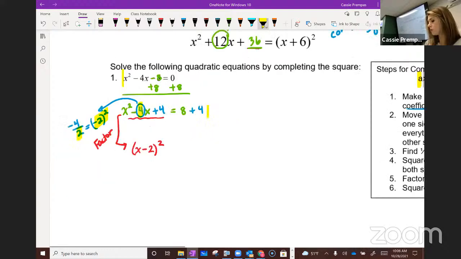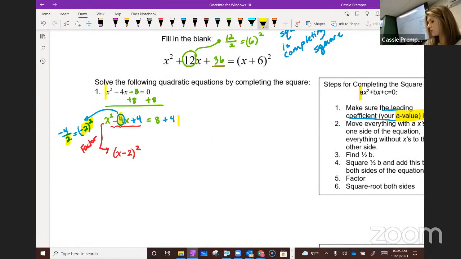The other way to look at it is I'm walking through steps 3 and 4. I took half the b term and I squared it. The b term, if you look at ax squared plus bx plus c, is the middle number. So I'm taking half of the middle number and then I'm going to square it. I'm doing that on purpose so that it'll factor down into something squared. And what's 2 squared? 4. So I'm adding 4 to both sides of the equation.